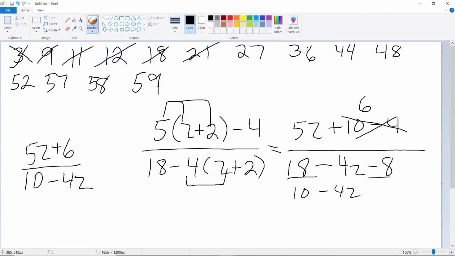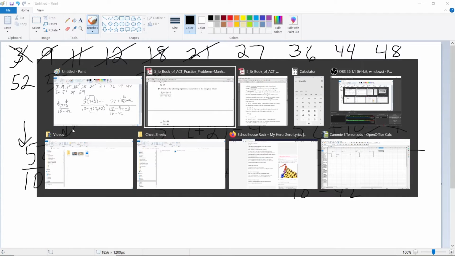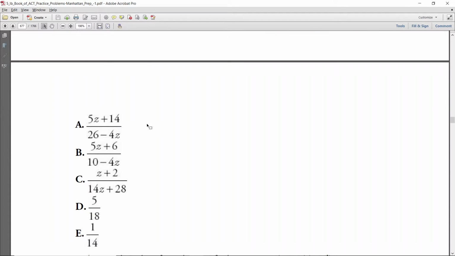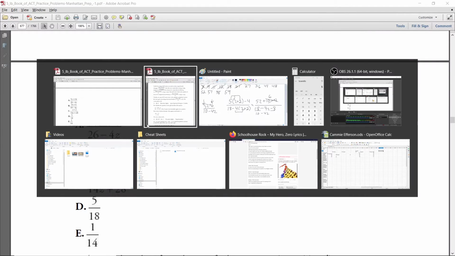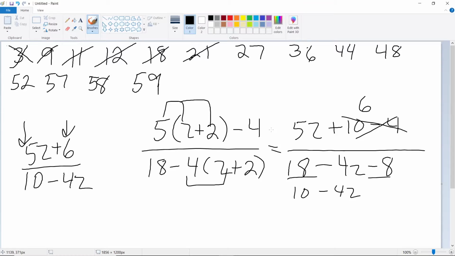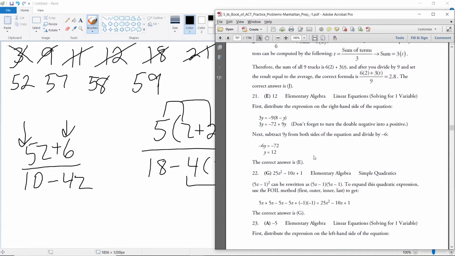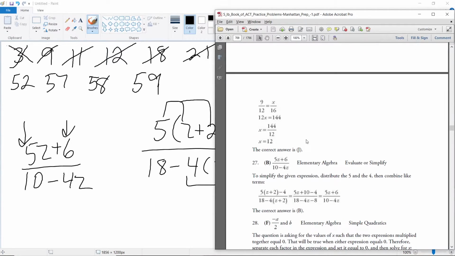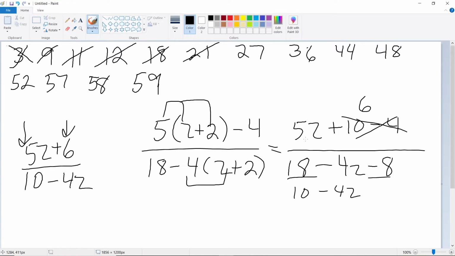Now, the only way that I can divide any of these numbers is if I can divide both numbers by the same thing, and I can't because 5 isn't even. I can't divide it by 2 to simplify. So we get 5Z plus 6 over 10 minus 4Z, and that is B, and let's make sure that's the right answer for 27. 5Z plus 6 over 10 minus 4Z.